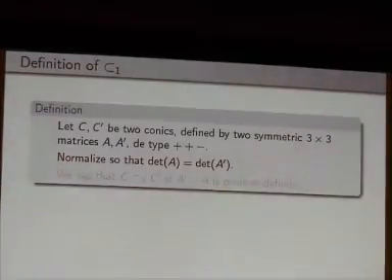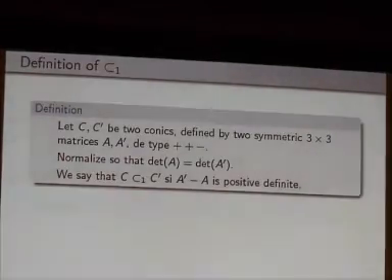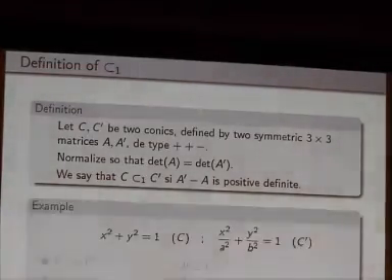And then you define C to be contained sub 1 in the other if the difference A prime minus A is definite positive. That's a definition, totally computable, of an order relation. Let me check some examples.